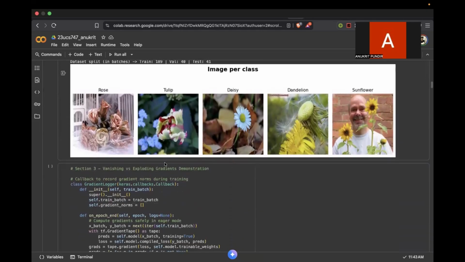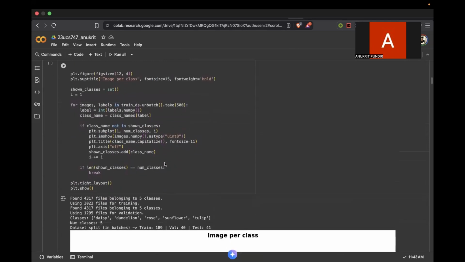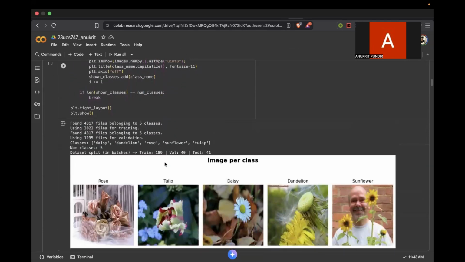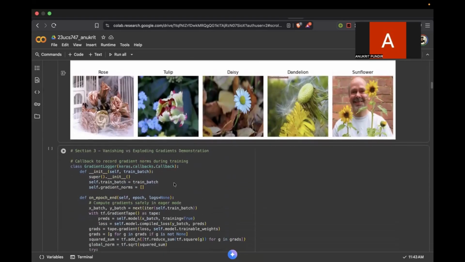So now also I've used 70% for training and 30% for testing and validation. So basically the split of my dataset is 70% and 30%, with 30% split as 15% for validation and 15% for testing.